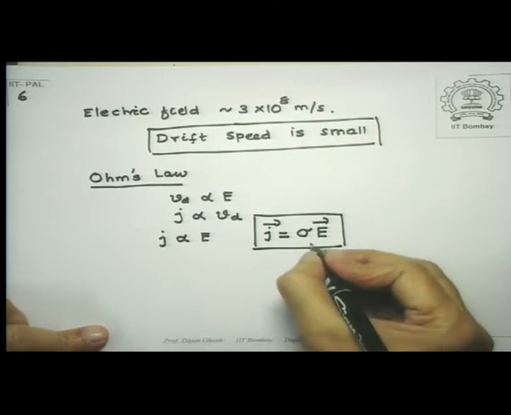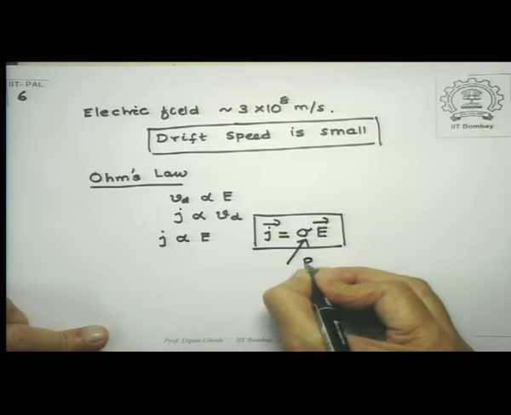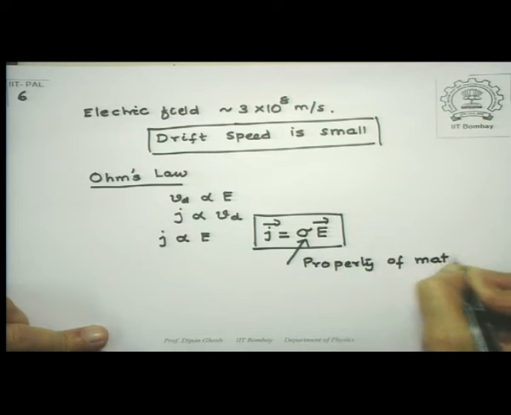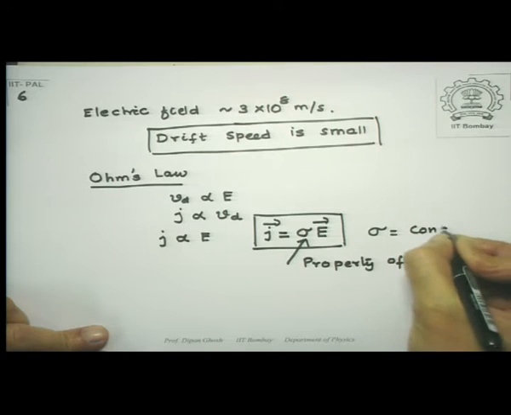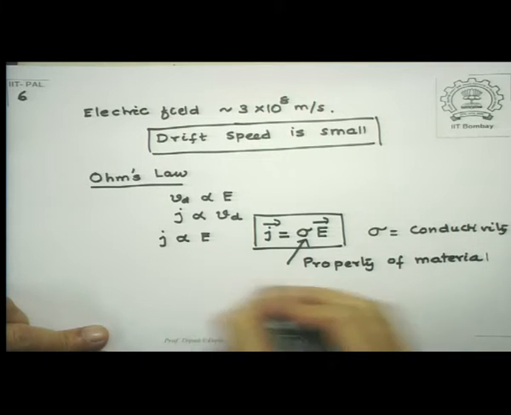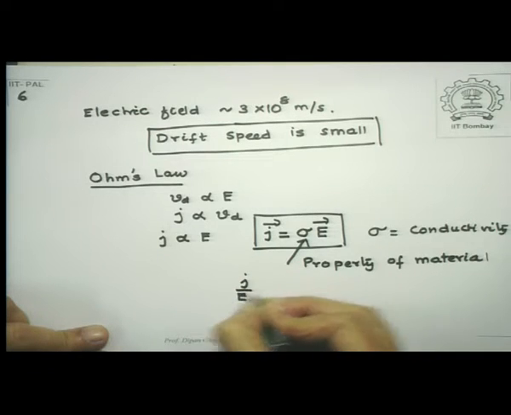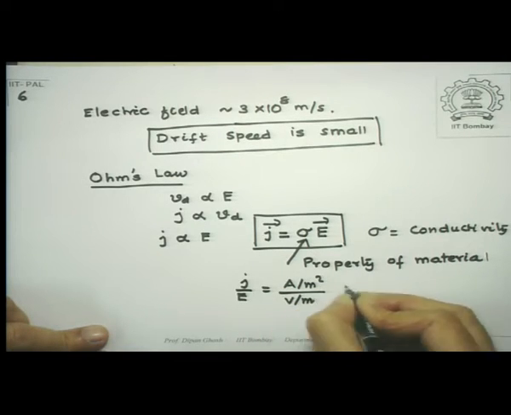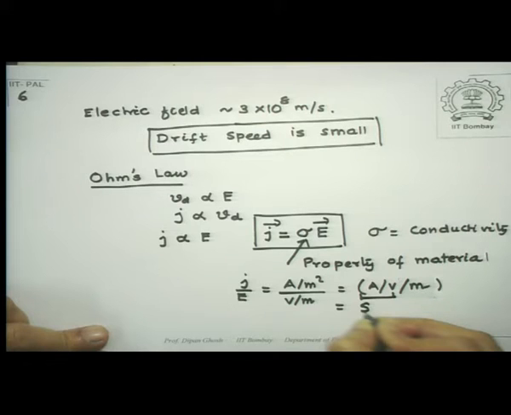Where the value of sigma is usually large for good conductors, and this is a property of the material. It is called conductivity. Now you can see what the units of conductivity are. It is the unit of J by E, and J is in ampere per meter square divided by volt per meter. So it has the unit ampere per volt meter. This quantity is called a Siemen.